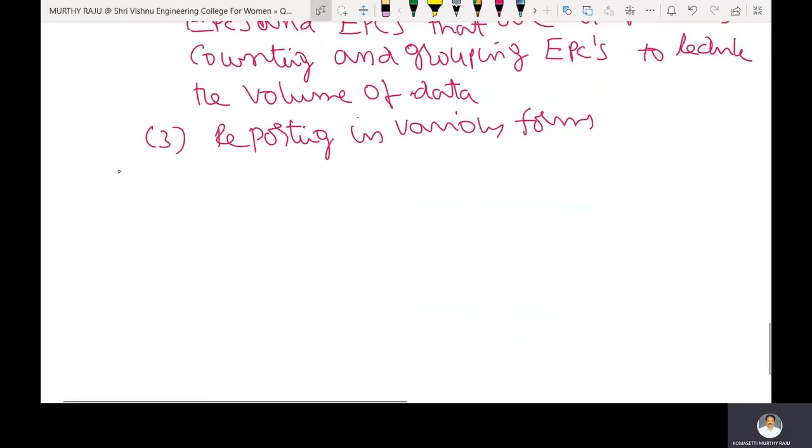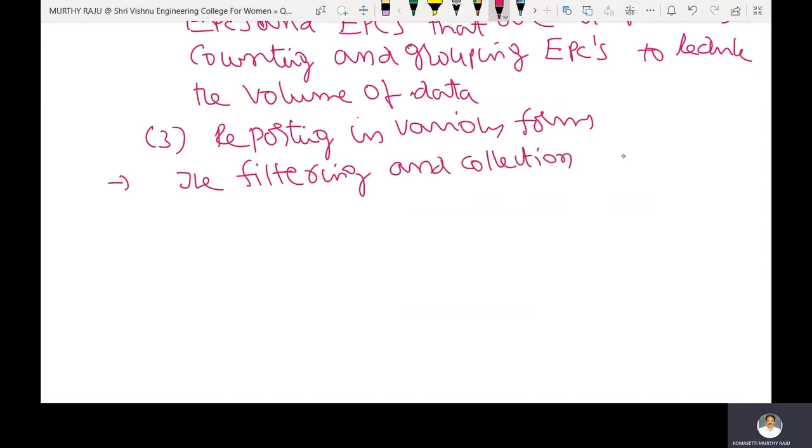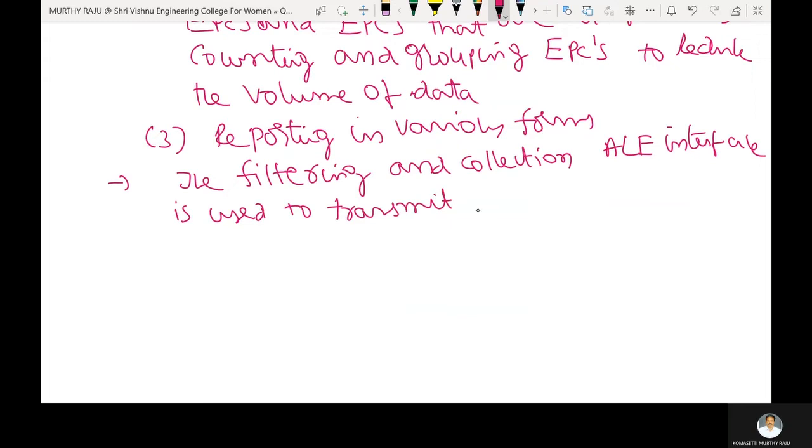The filtering and the collection ALE interface is used to transmit filtered data to the EPCIS, Electronic Product Code Information Service capturing application.